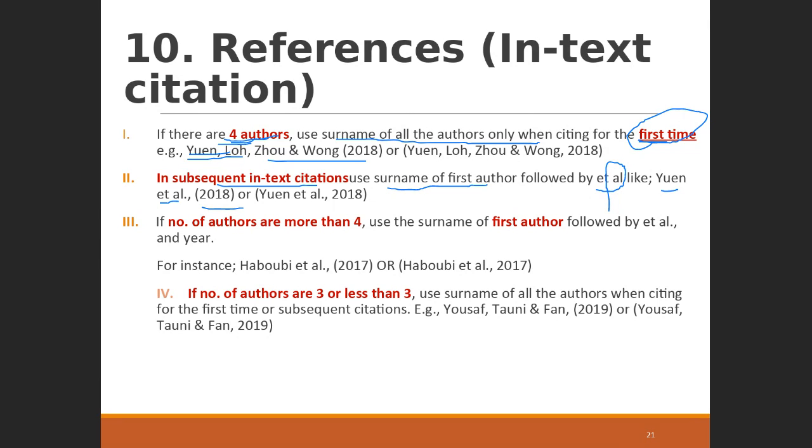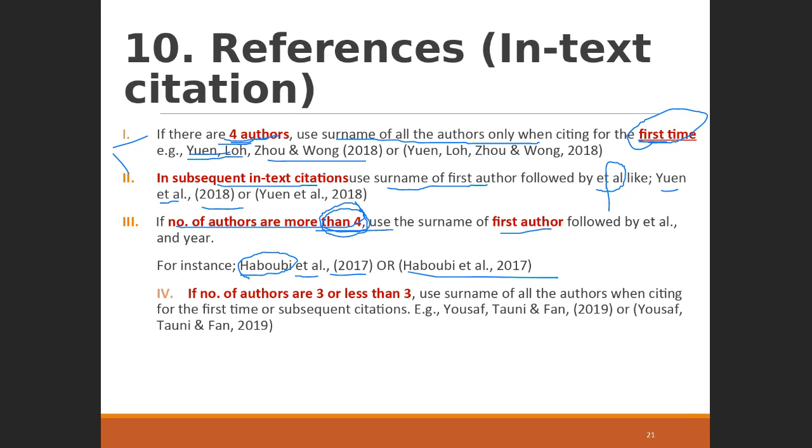Another important thing: if the number of authors is more than four, then use the surname of the first author whenever you cite it. So this formula does not stand. If you have more than four authors, then simply use the surname of the first author followed by et al. and the year.